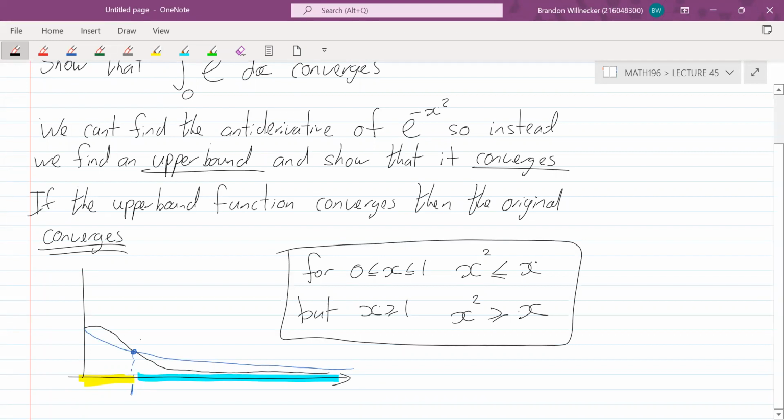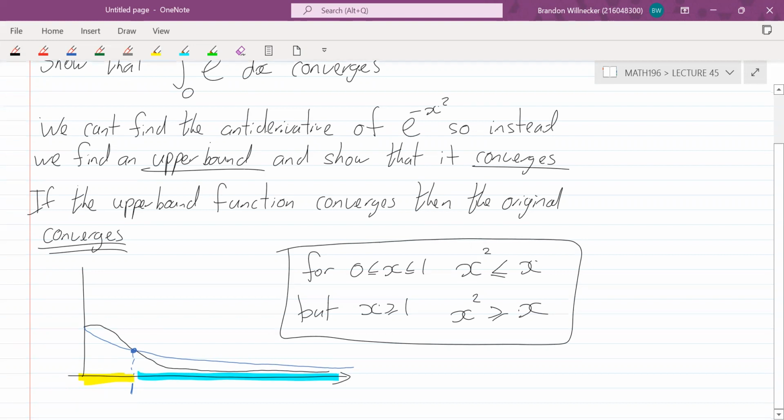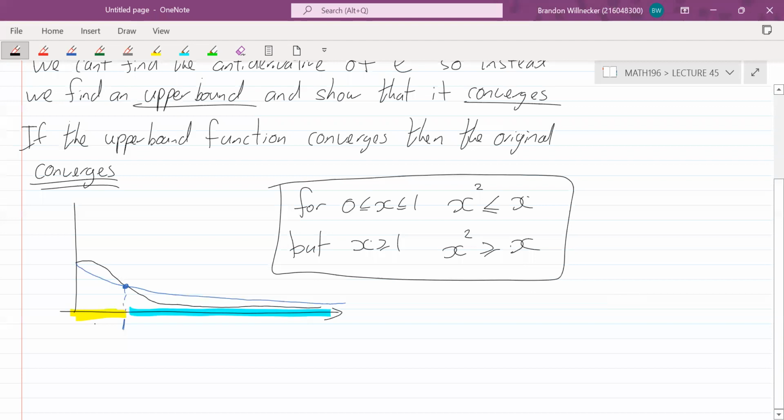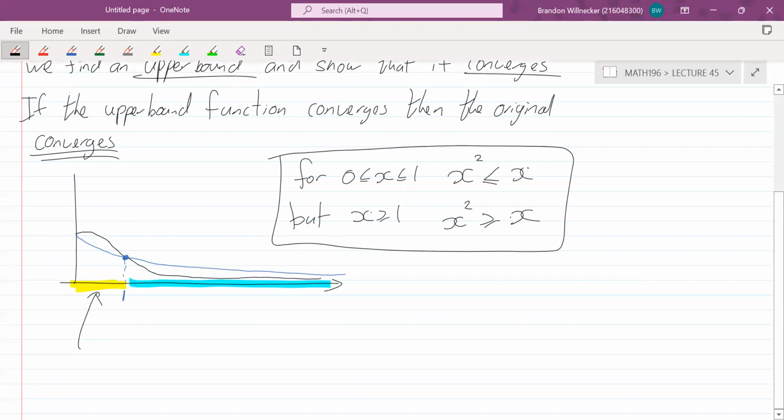So e to the minus x squared is above e to the minus x from 0 to 1, and then it switches after 1. So we need to handle them separately. So in this first part, e to the minus x squared is the bigger one. So we use the integral from 0 to 1, e to the minus x squared dx. Now we can't calculate this directly, but we don't need to because we know that this already converges. Okay, it's a definite integral. There's no asymptotes or anything like that, so it converges.